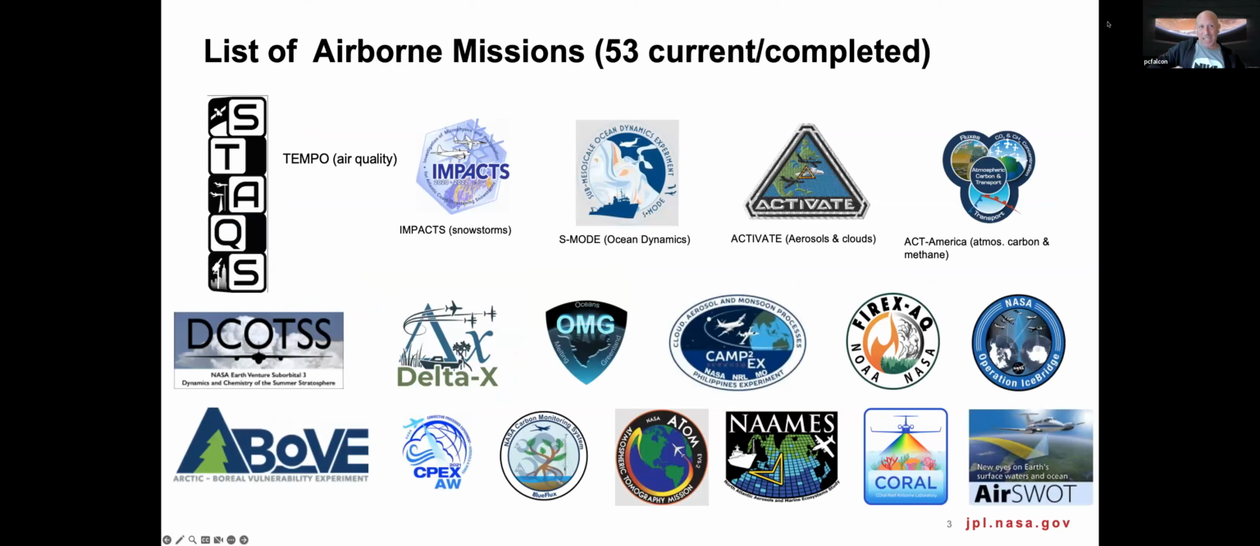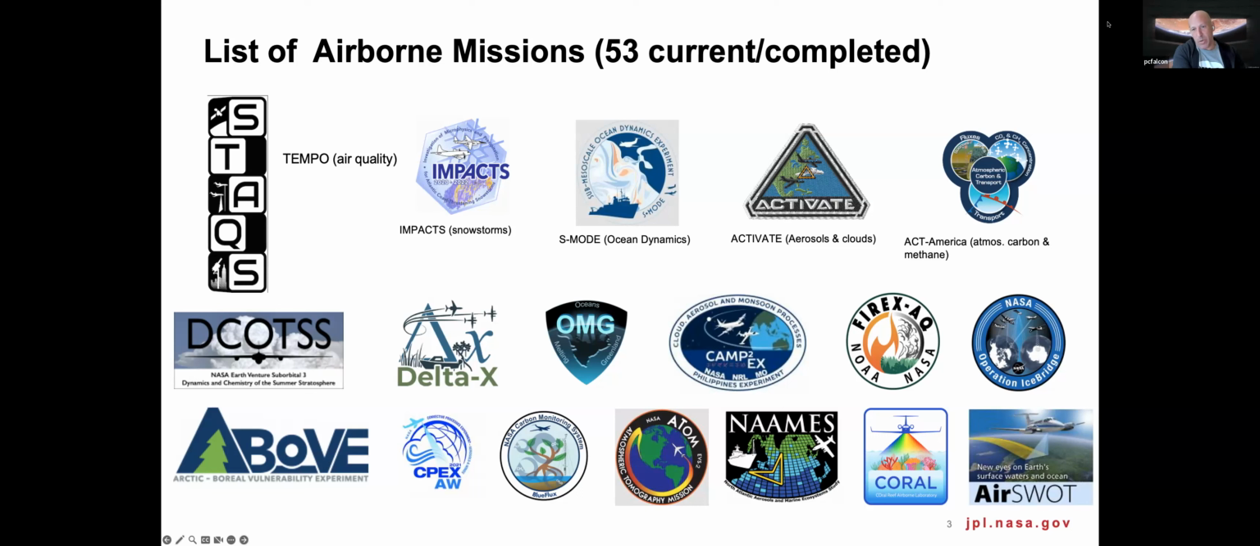To give you an idea of how many different missions we have, roughly about 53 current or recently completed missions. You can see some of them here. I actually tried to put every logo, but I ran out of space and tried to put what each one did, but definitely did not have time to do that. So I can just kind of mention a few of them. Obviously, I should have put Delta X much bigger than the rest of them. But you can see a lot of different missions, what they do.